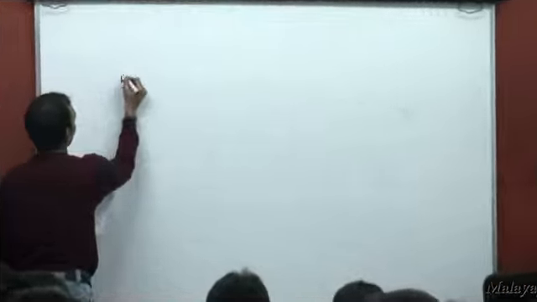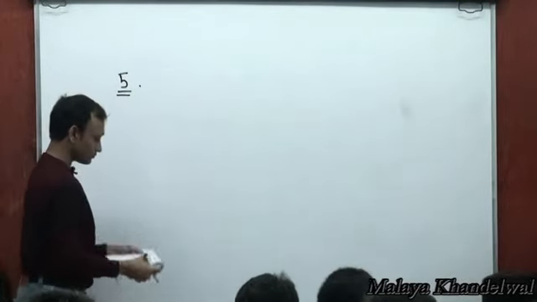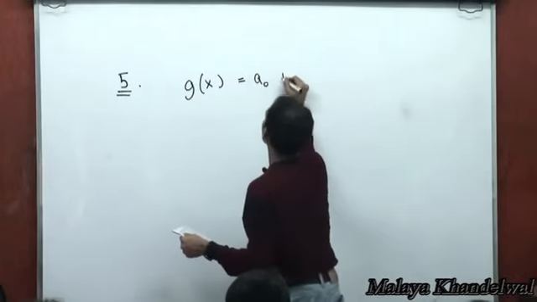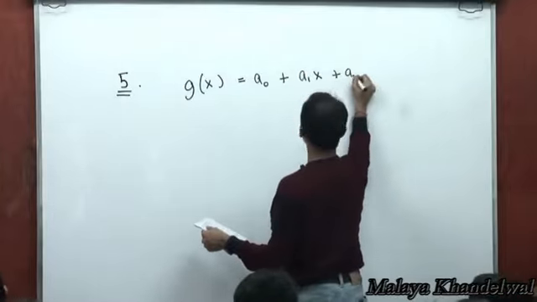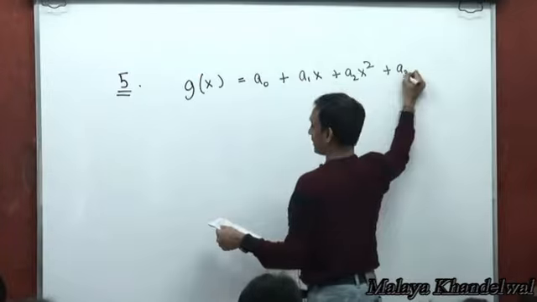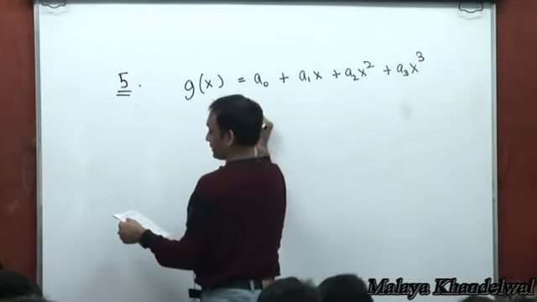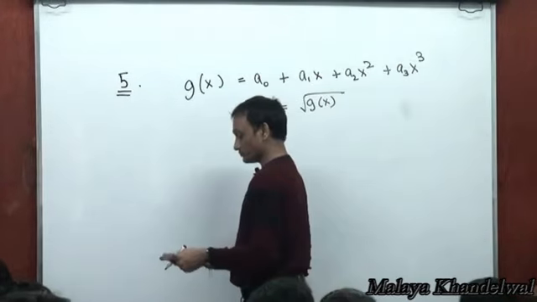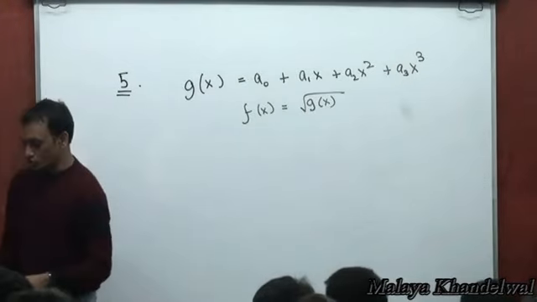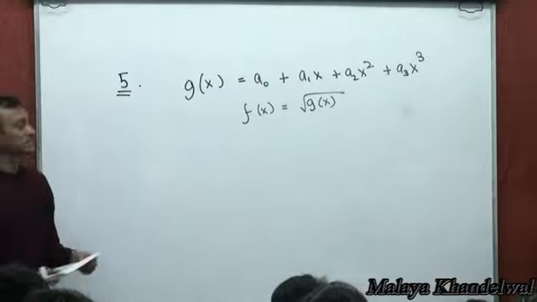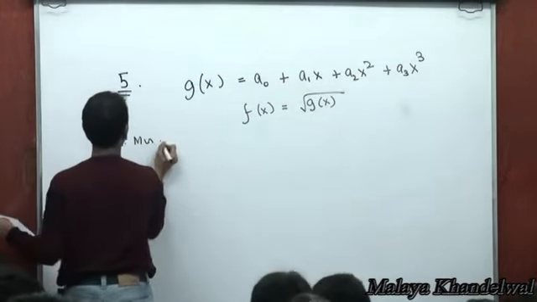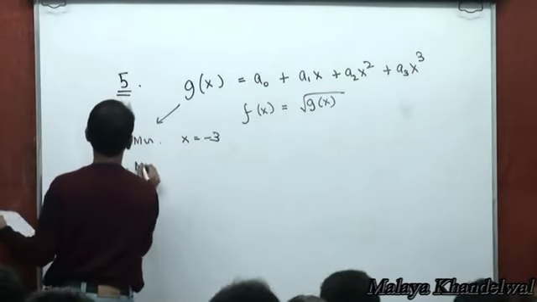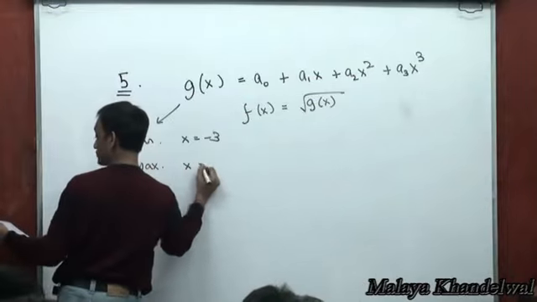All right. Problem 5. G of x is a naught plus a1x plus a2x squared plus a3x cubed, and f of x is square root of g of x. Fx has its non-zero local minimum of g of x at x equal to minus 3 and local maximum at x equal to plus 3.